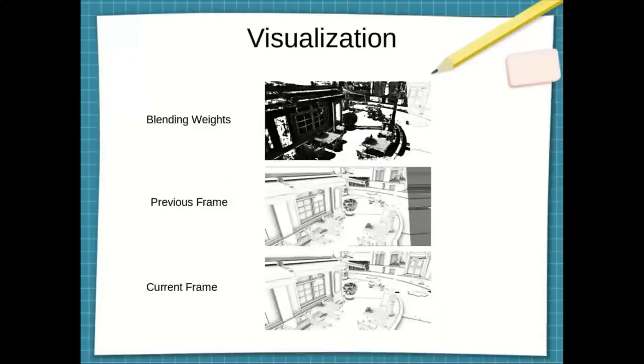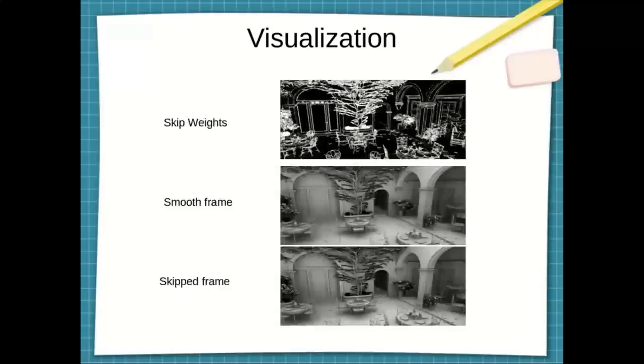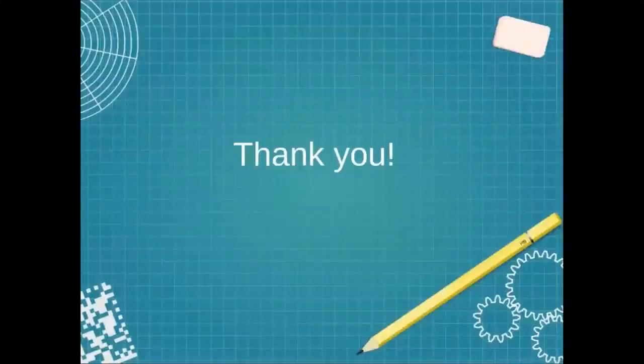We also analyze the blending and skip weights from the intermediate layers to verify our design methodology. One interesting side product is that the analysis indicates that the segmentation backbone networks may benefit the ray tracing denoise task.